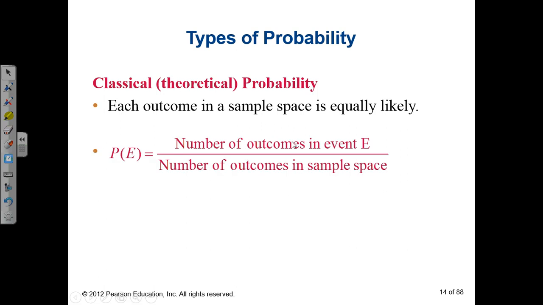Because the number of outcomes in our event E divided by the total number of outcomes in the sample space gives us that probability. So for our example, the probability of tossing a coin and having it land on heads is 1 out of 2.